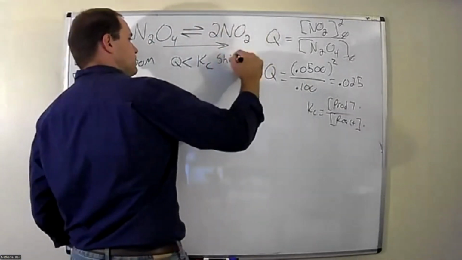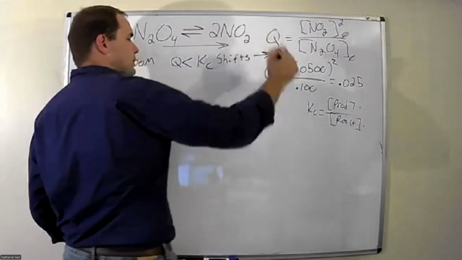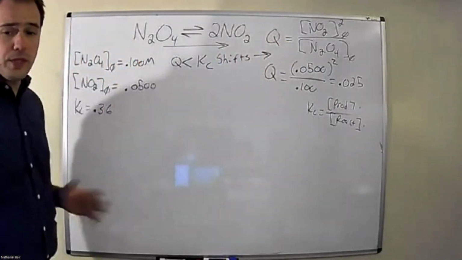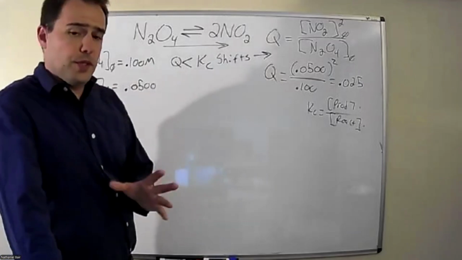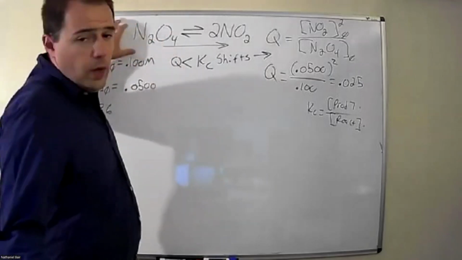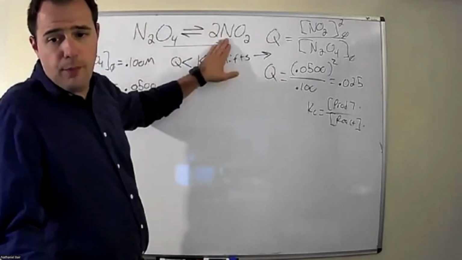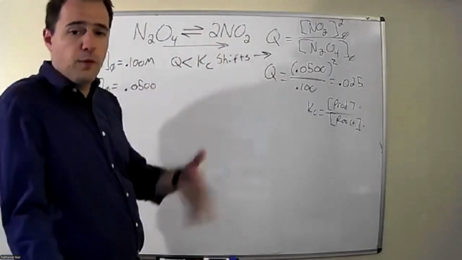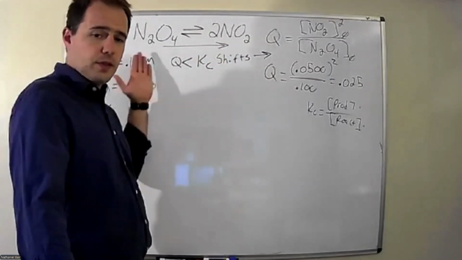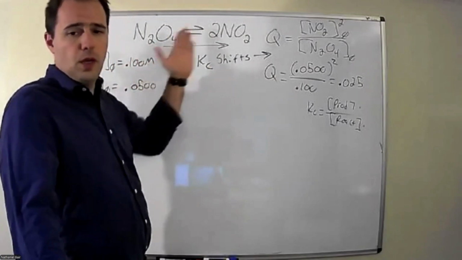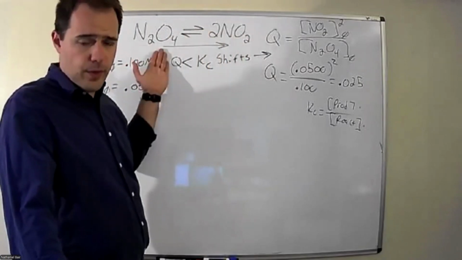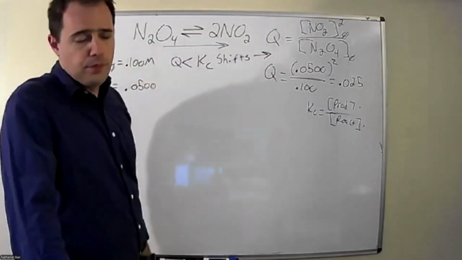Shifts right. What does that mean? That means in order to reach equilibrium, this is going to go down by some amount 1x. And this is going to go up by some amount 2x, because the coefficients tell us the ratio of the amounts. For every one of these that gets consumed, we make two of these. So if this is going down by some amount x, this is going up by 2x.